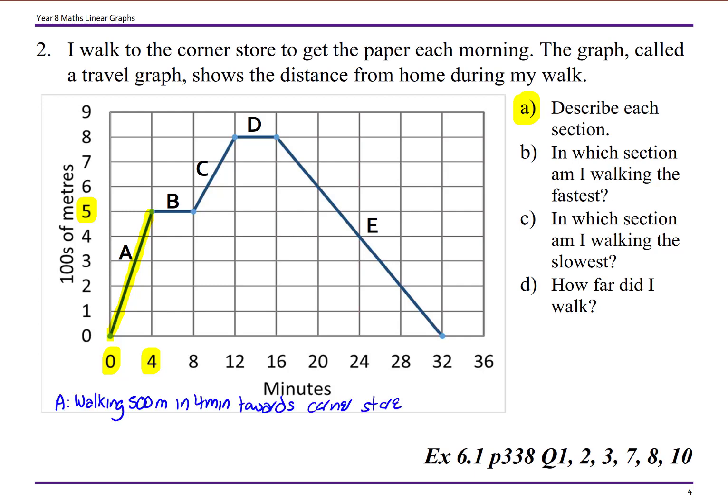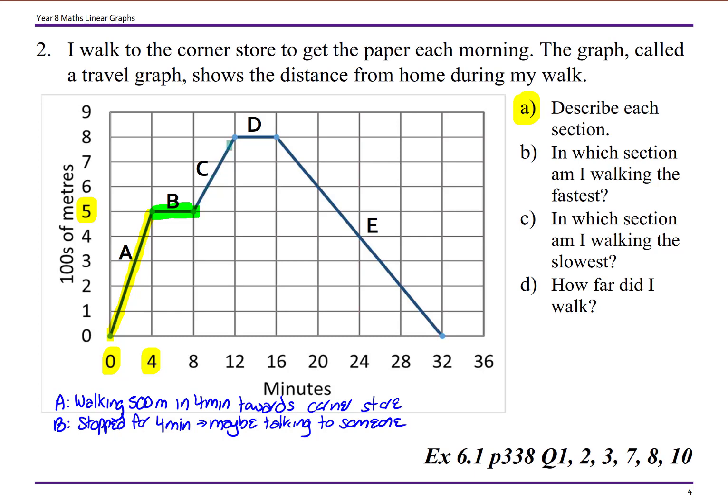Now, what happens at B? They're not at the corner store yet because the graph keeps going. So what could be happening here? It's for 4 minutes because it goes from 4 to 8 minutes. Just come up with something. Maybe I stopped to talk to my neighbour. You know, I stopped and talked to someone along the way.